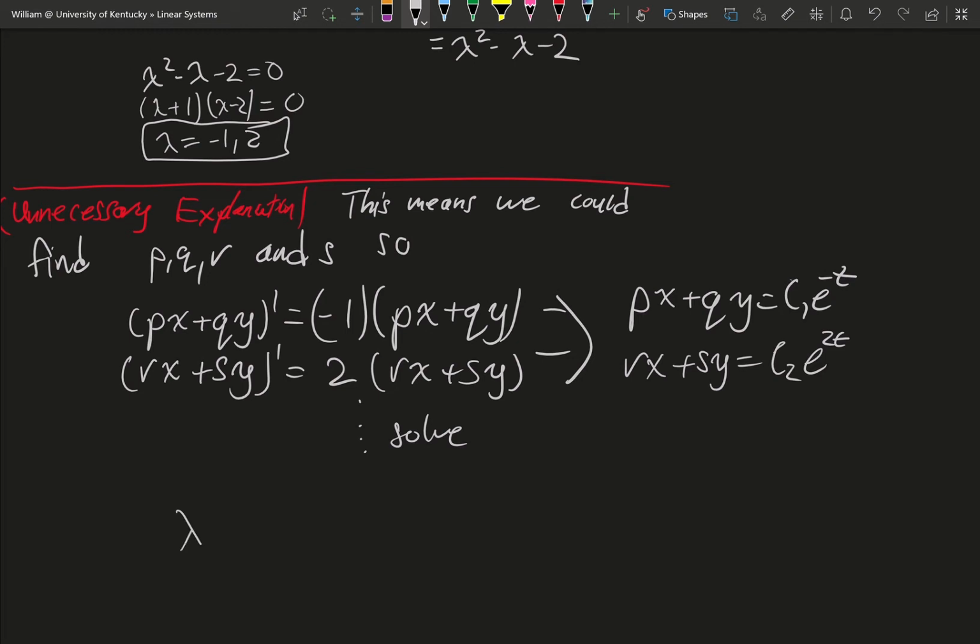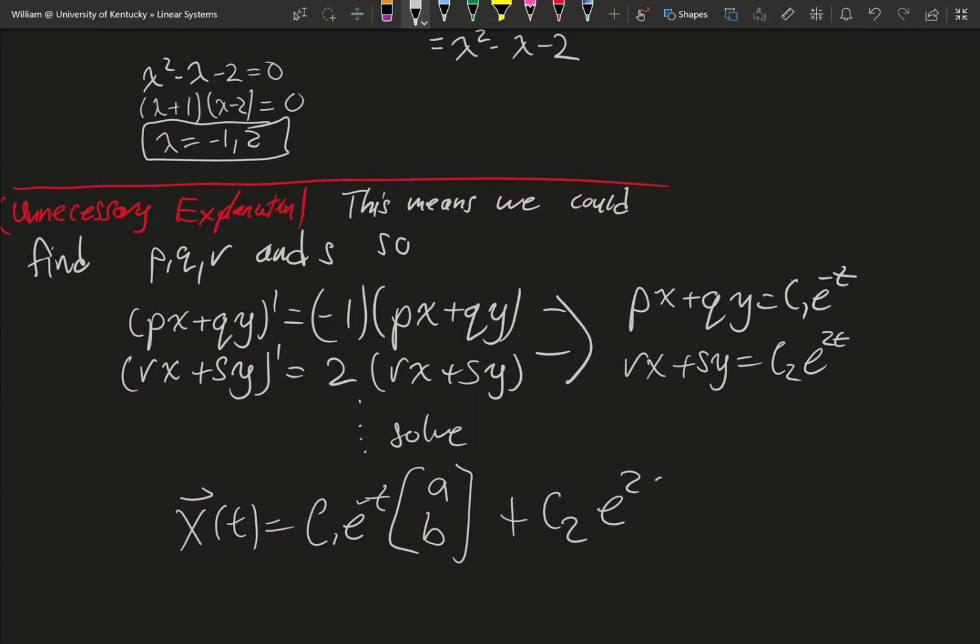So I should get something like x of t is c1 e to the negative t times some vector ab, and the same for e to the 2t. Really all this is saying is that if I have a system like this, then x has to be something times e to the negative t plus something else times e to the 2t, and the same thing for y.